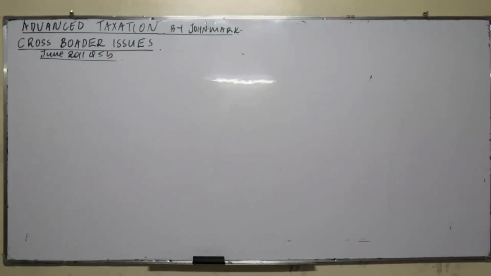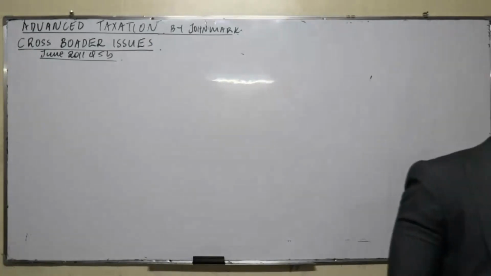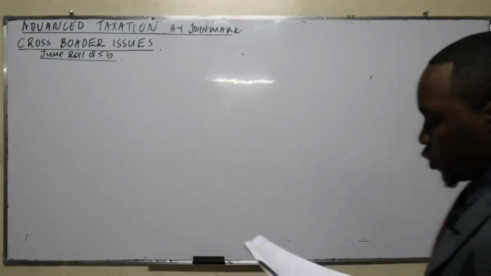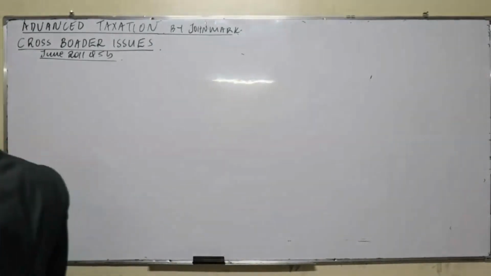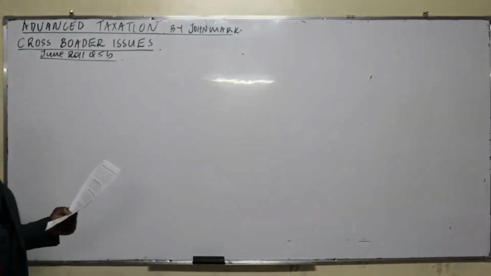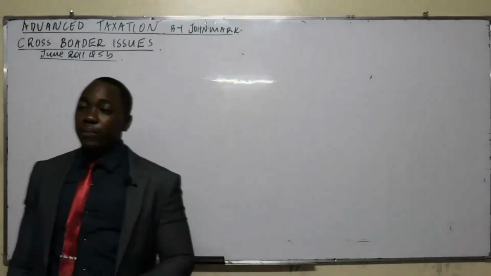Part B, June 2011, question 5B. Now, we are told that Hodari Nkari is a resident of Kenya, and during the year ended 31st December 2010, he received the following income. From Kenya, 720,000, from Zambia, 540,000 net of tax. Assume that Kenya has a double tax agreement with Zambia. Required: the double tax relief due to Hodari Nkari for the year ended 31st December 2010.